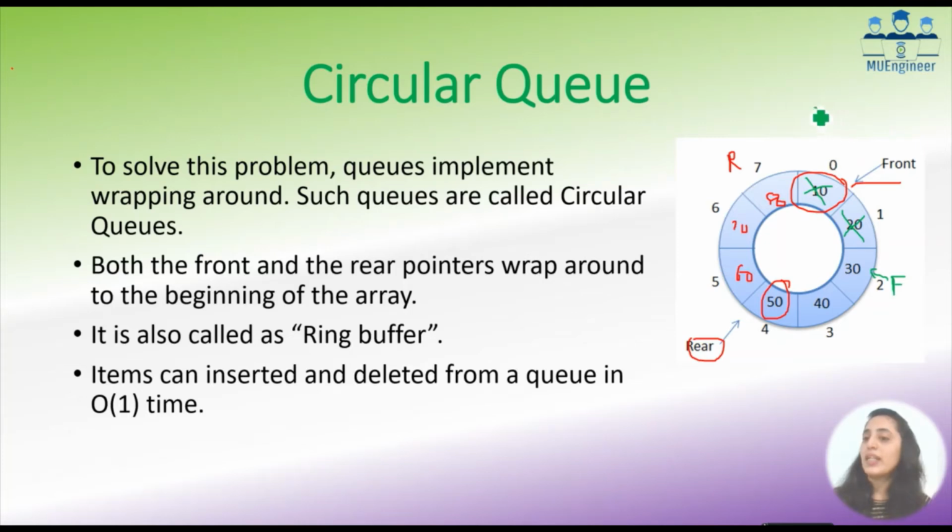So now suppose 90 says I want to add in the queue. So he can directly add and he will add at location 0. So where 10 was, now 90 will come. And then your rear is pointing to this value. So now your rear is equal to 0 and your front is equal to 2. This can be the case when you are dealing with the circular queue. I hope this is clear.